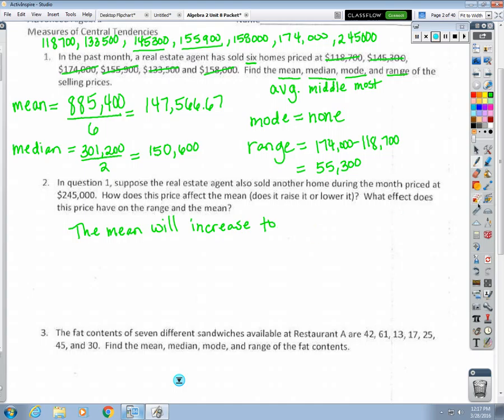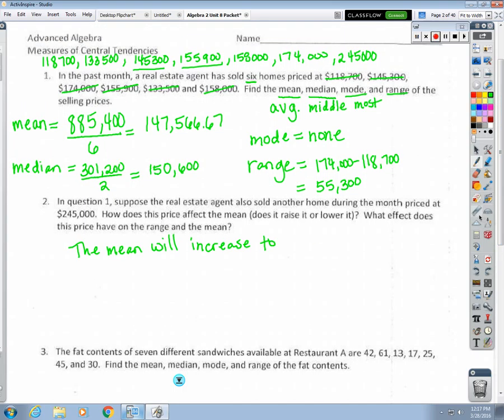How could we quickly find the new mean? Do I need to add up all of these again and divide by 7 now? Take 885,000 and add that. Right. It's a good thing we wrote this down and didn't just write the final answer, because now we can take the sum of our first 6 homes, add it to the 7th home, and divide by 7, and what do you get? 161,485.71.